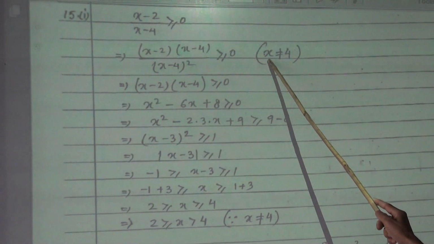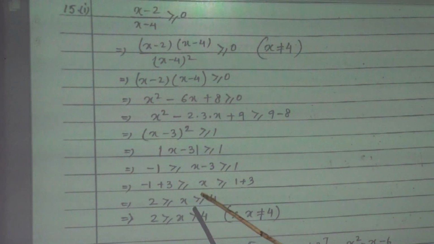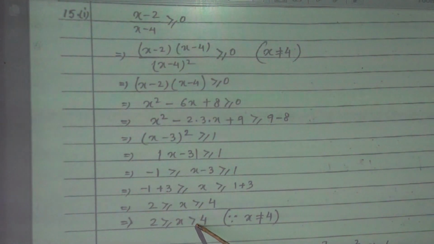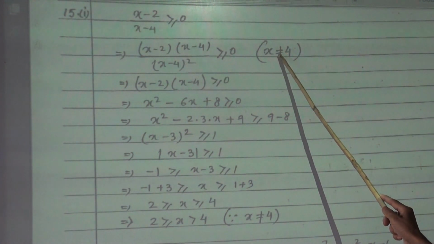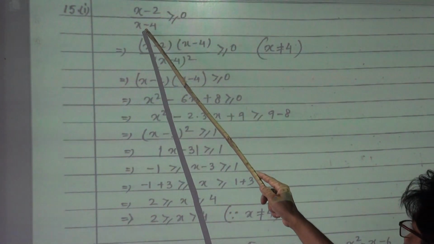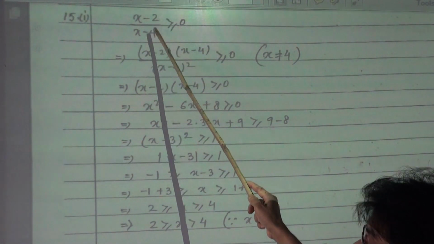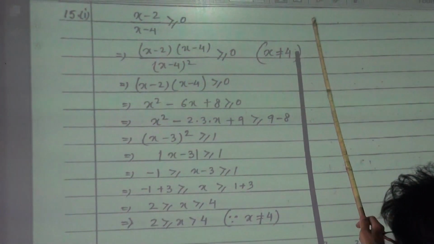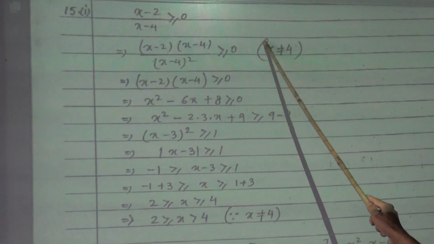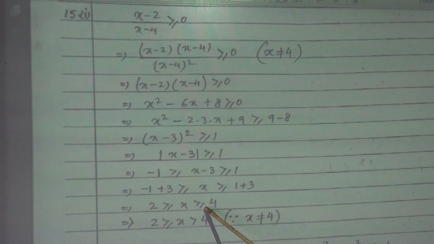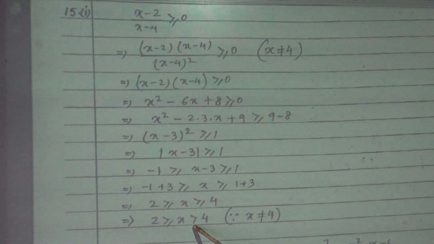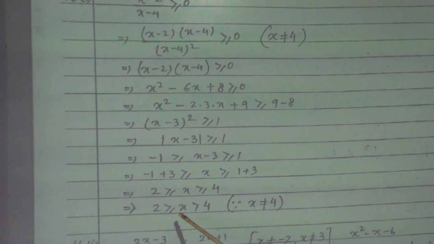But in the question it is given x not equal to 4, so it cannot be equal to, only greater than 4. See, if x is 4, it will be 4 minus 4, that is 0. Something by 0 is an undefined quantity. To be defined, x should not be equal to 4. That's why the equal to sign you cannot accept here. So only greater than 4. So x is lying in between 2 and 4.